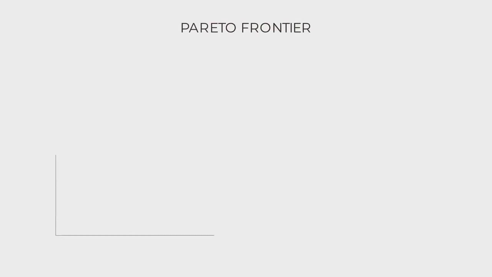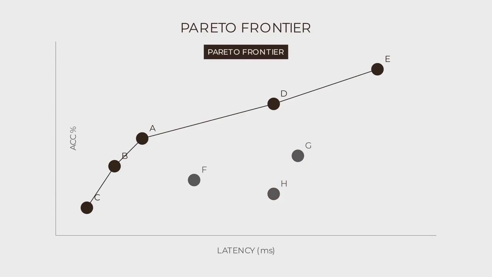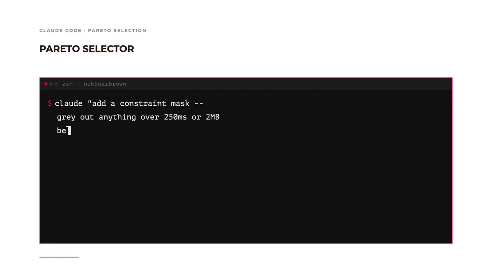Run it. 8 models appear on the accuracy versus latency plane. One by one, the dominated models transform to gray. F, G, and H each lose because another model beats them on every axis. The Pareto frontier draws itself through the survivors, C, B, A, D, and E. The leaderboard winner, Model E at 94%, survives, but only because nothing else beats it on all 3 axes. The frontier with no constraints still includes models you can't use.